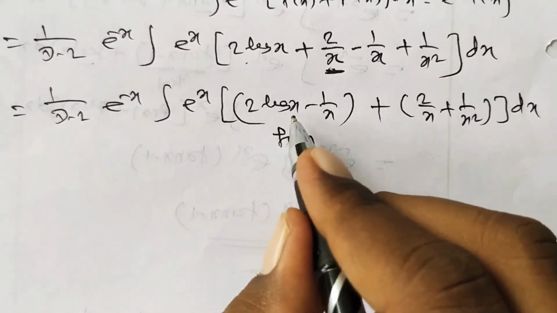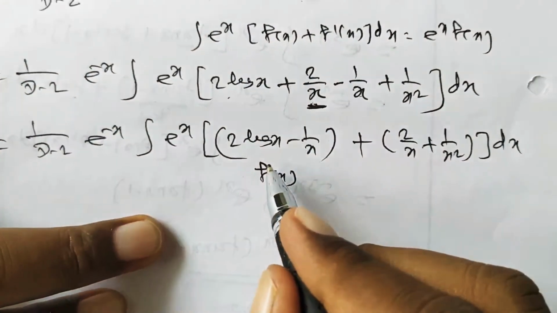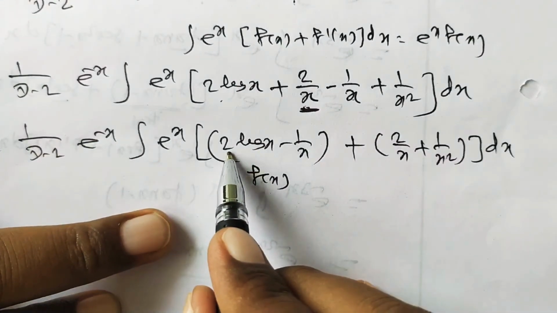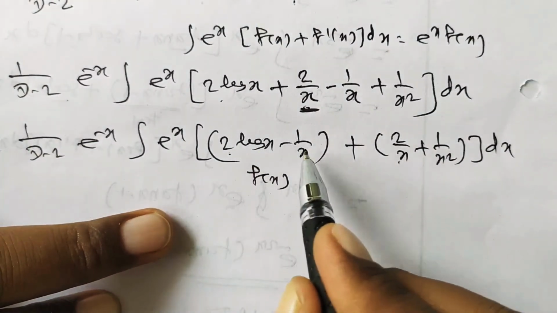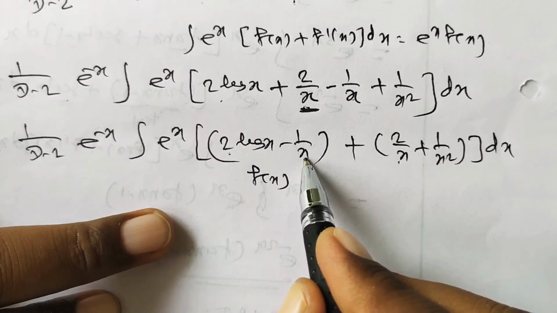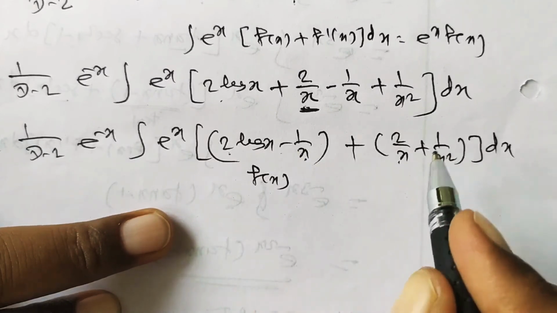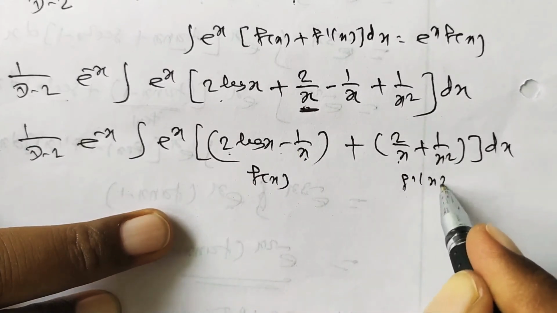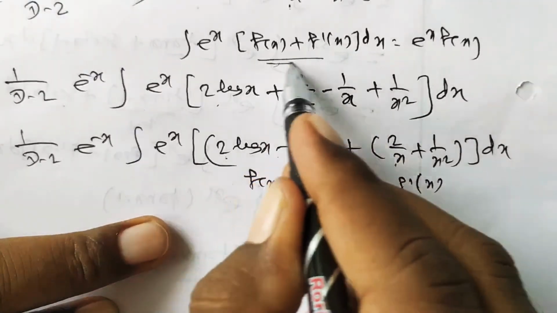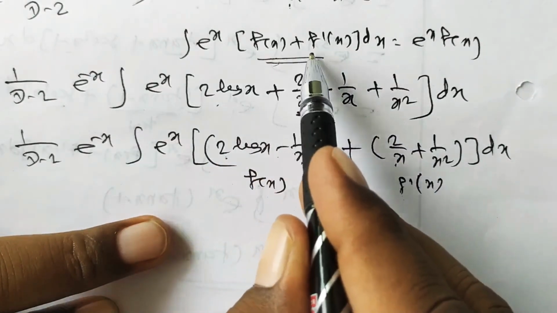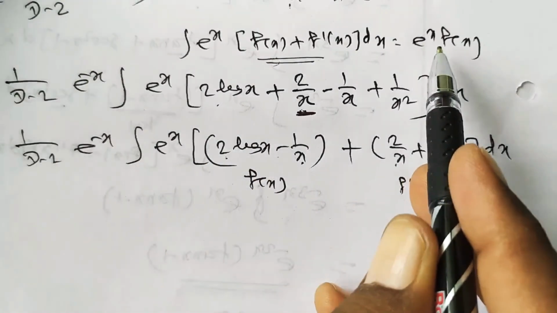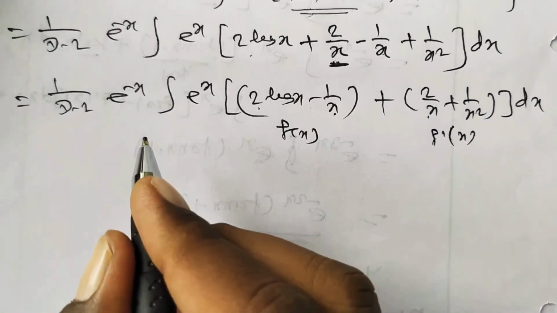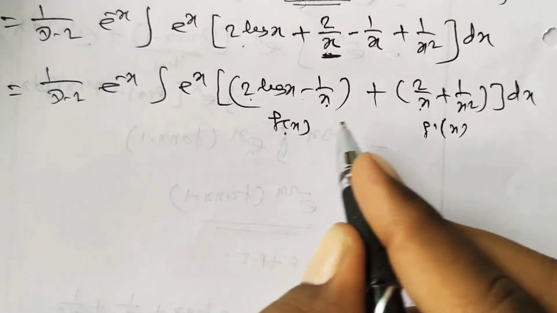If we take f of x equal to 2 log x minus 1 by x, then the derivative of 2 log x is 2 by x and the derivative of 1 by x is minus 1 by x square. So minus minus plus means this is f dash of x. So we can use this formula then, integration of e raised to x into f of x plus f dash of x dx is equal to e raised to x into f of x.